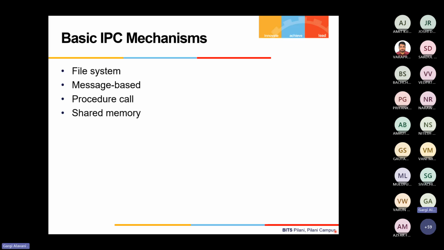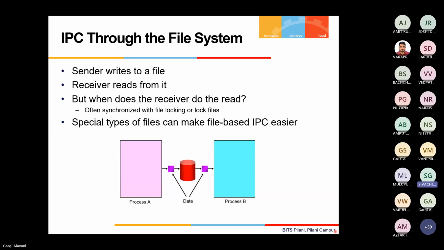The first one is the file system. As you can see in this figure, the sender process will write data to the file and the receiver will read it from it. Synchronization works by having the file locked or unlocked.